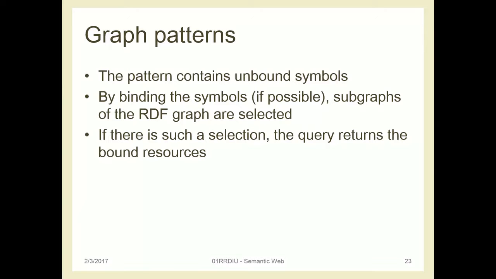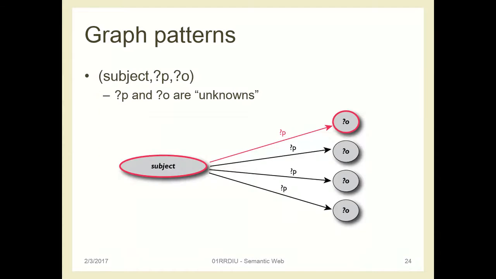The triples that compose the where part of the SPARQL query may contain unbound symbols. That means symbols that are not real resources, but they are sort of variables. By binding the symbol, if it's possible, you can select a subgraph in the RDF graph. If this binding is found, then the query returns the bound resources. Let's make an example. Here is a very simple generic graph pattern, which says that the subject is linked to a number of objects through a number of properties. Here, the subject is known, while the predicate and the object are unknowns. So they are unbound variables.